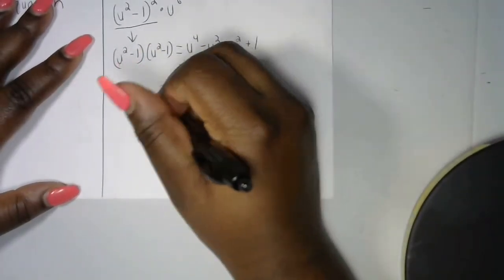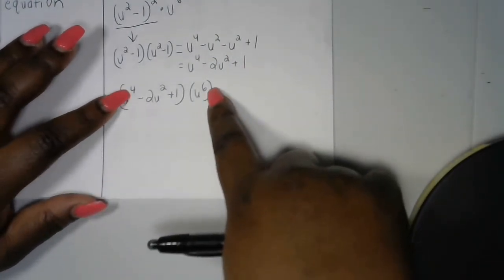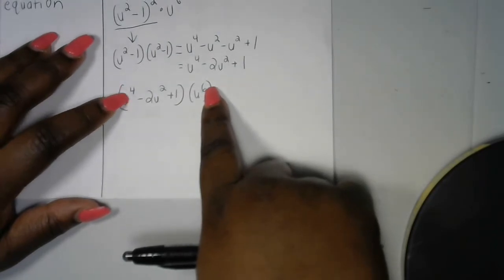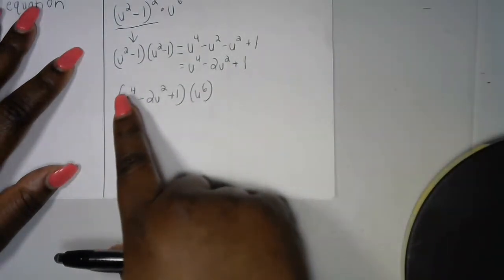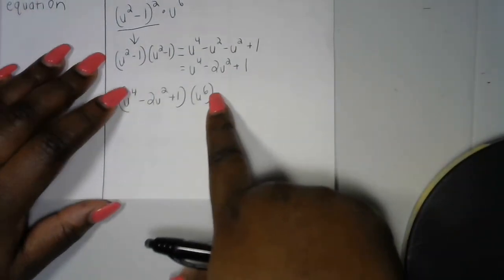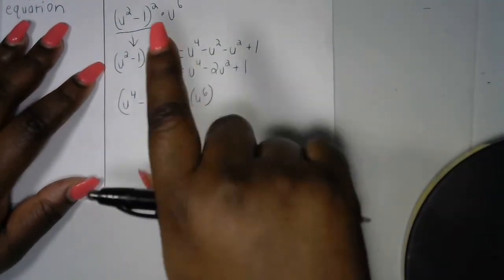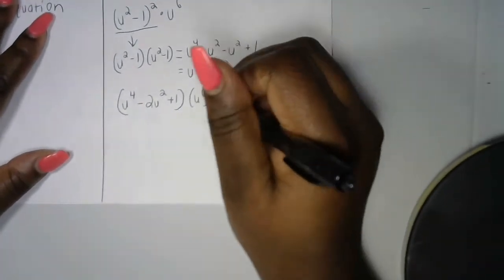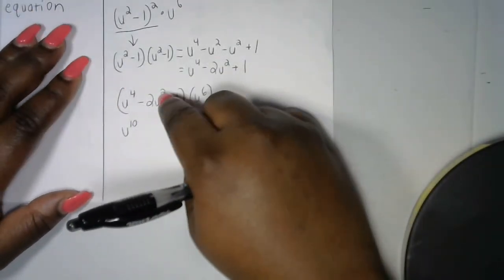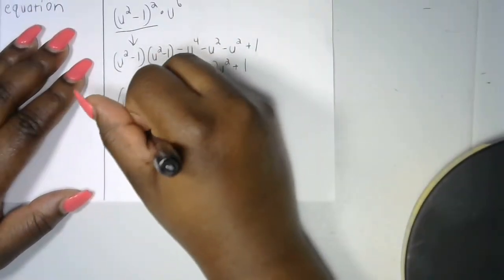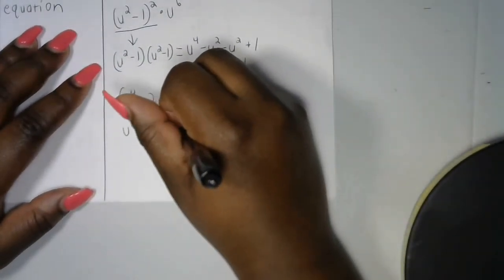So u to the 4th times u to the 6th. Remember rule number 1: you're multiplying these, so you add the exponents. I used to tutor so many people on this topic, and if you're doing u to the 4th times u to the 6th, they would make it u to the 24th. No, you add the exponents because you're multiplying them. So u to the 4th times u to the 6th would be u to the 10th. Negative 2u squared times u to the 6th would be negative 2u to the 8th. And then 1 times u to the 6th is just u to the 6th.